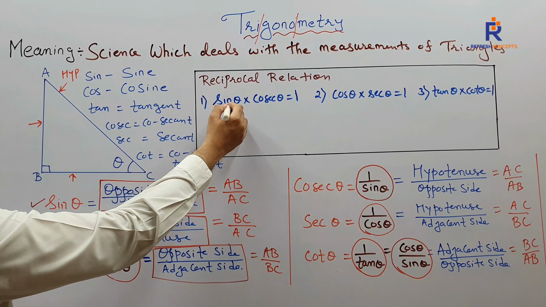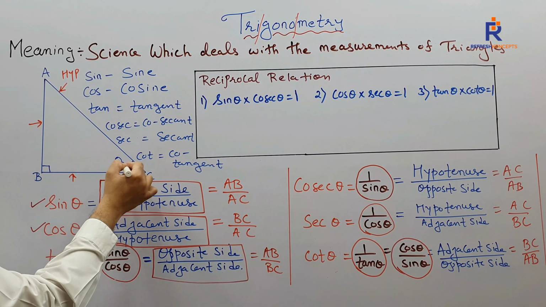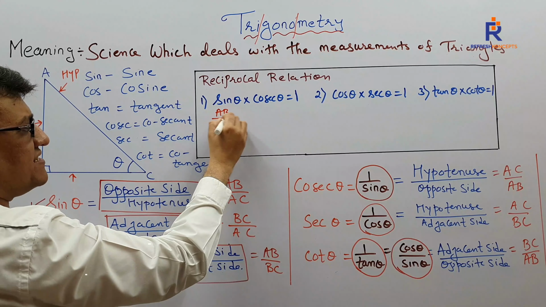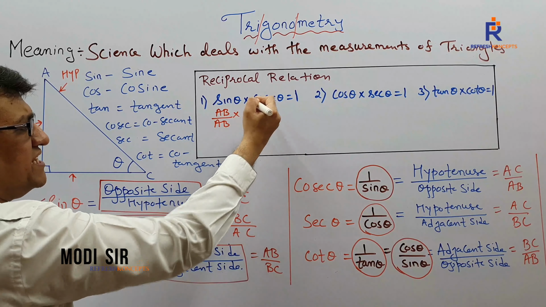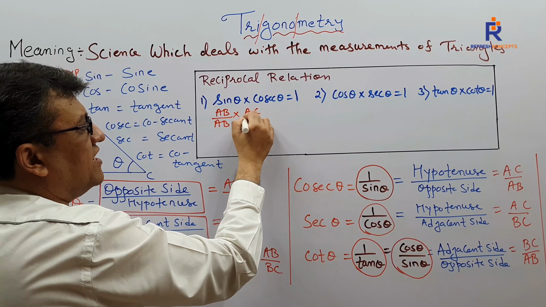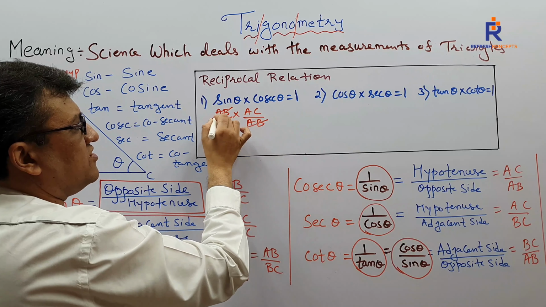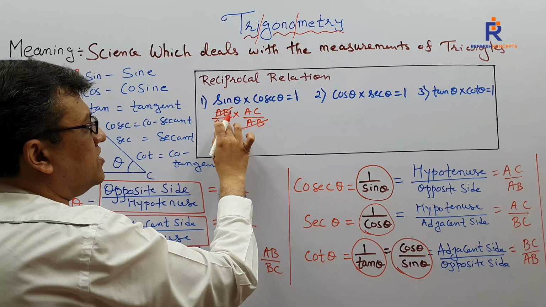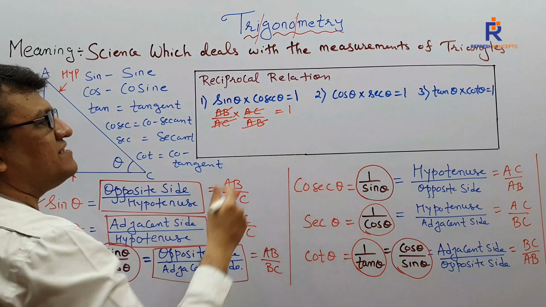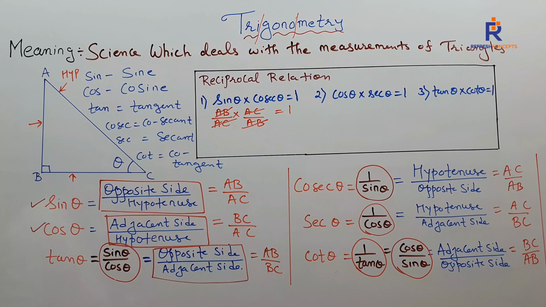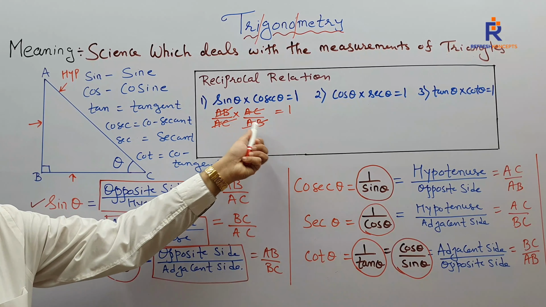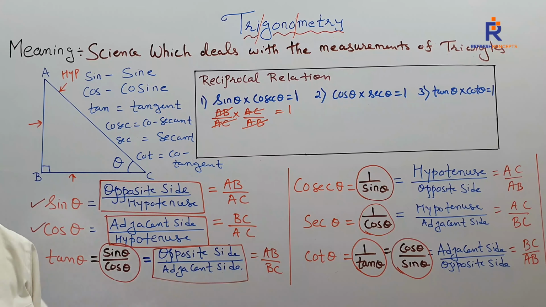Now what is sin theta, children, over here? In this particular diagram, my sin theta is AB by AC. So let's take this diagram as a sum, AB by AC into cosec theta. What is cosec theta, children? AC by AB. AC gets cancelled off, AB gets cancelled off, everything gets cancelled off. What I get is nothing but 1. Sin theta is AB by AC, cosec theta is AC by AB, everything gets cancelled off, answer is 1.